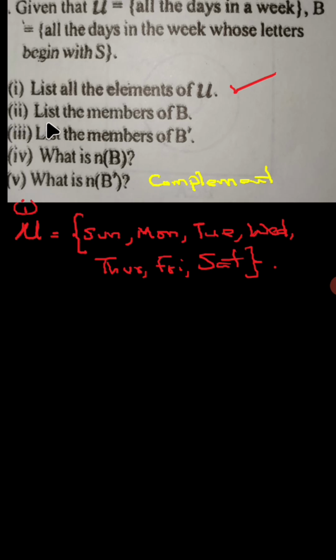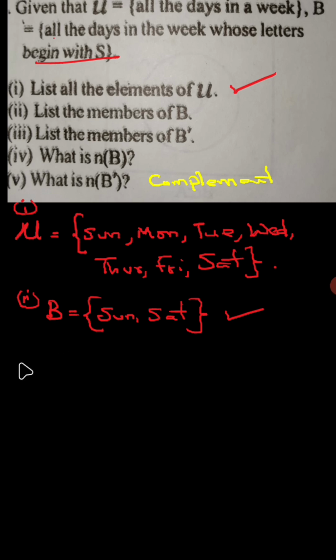That is the solution of the first question that we have here. The second question says we should list the members of B. Now what's set B? I have set B equals, what's set B? All days in the week whose letter begins with S, and basically those are only Saturday and Sunday. So I will have here Sunday, then Saturday. That's it. So this is the solution to that.